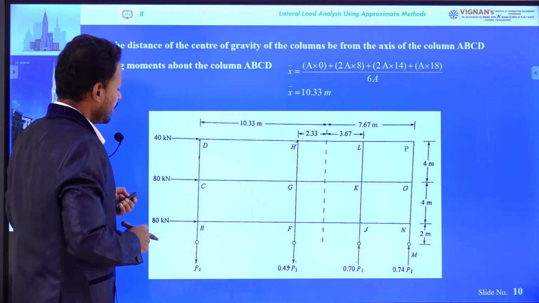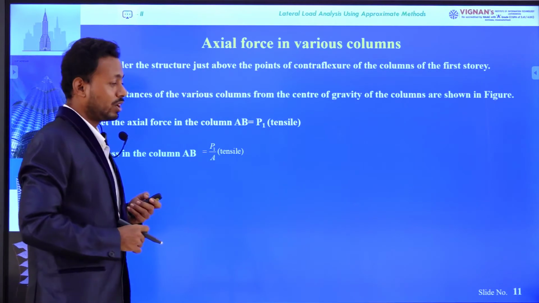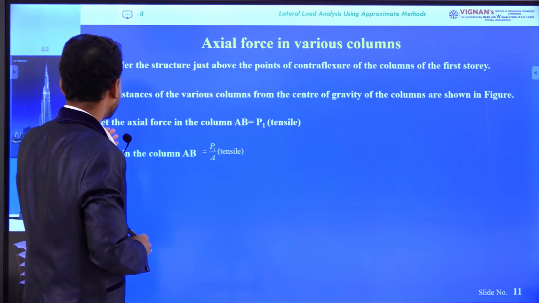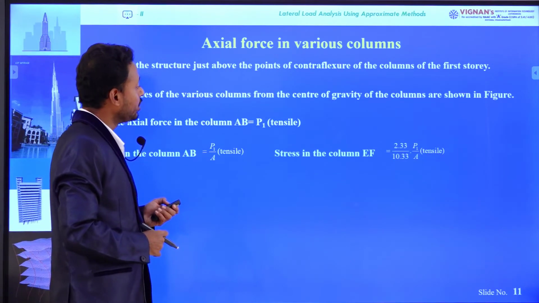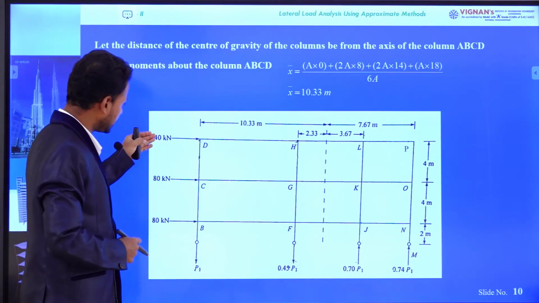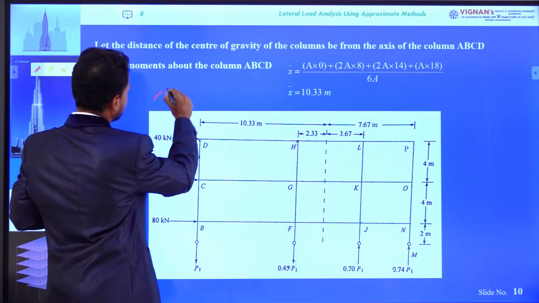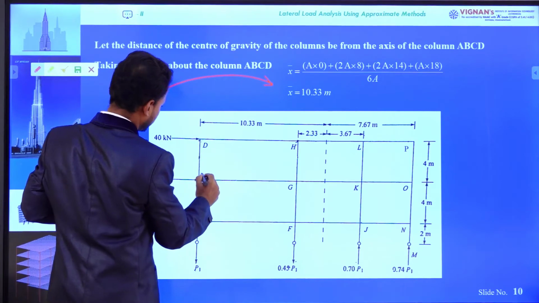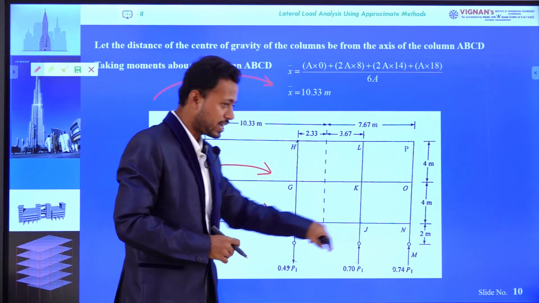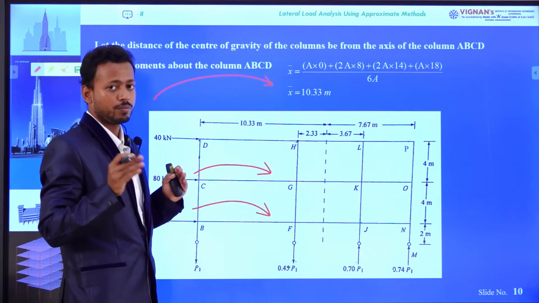Now we will calculate the axial force in various columns. Let the axial force in column AB be P1. First, I would like to explain that the forces are trying to rotate this building in the clockwise direction. These axial forces P1 should act in such a way that the building will be in equilibrium.